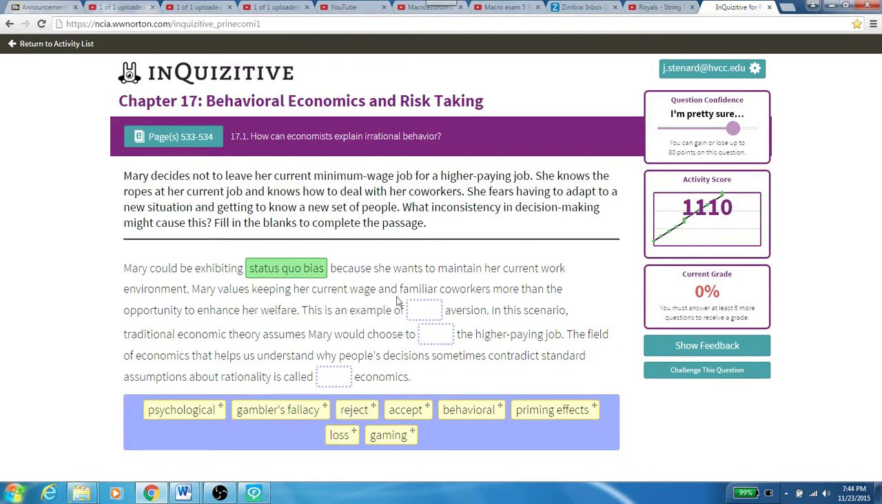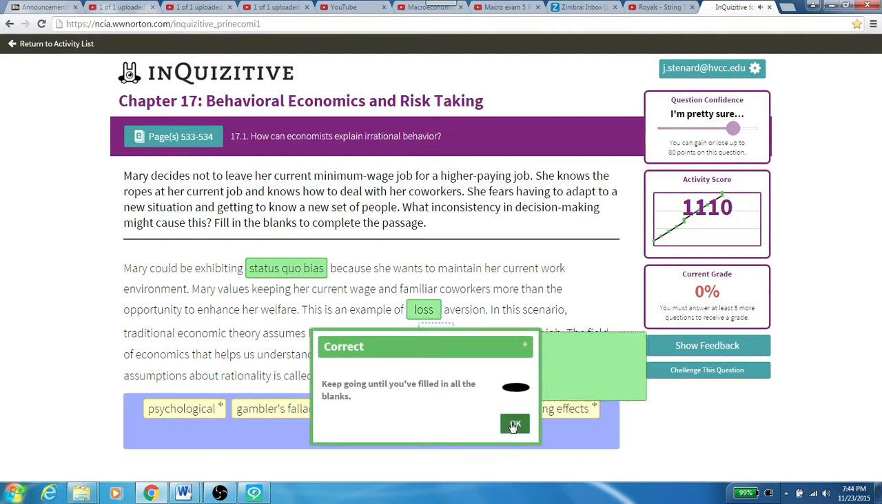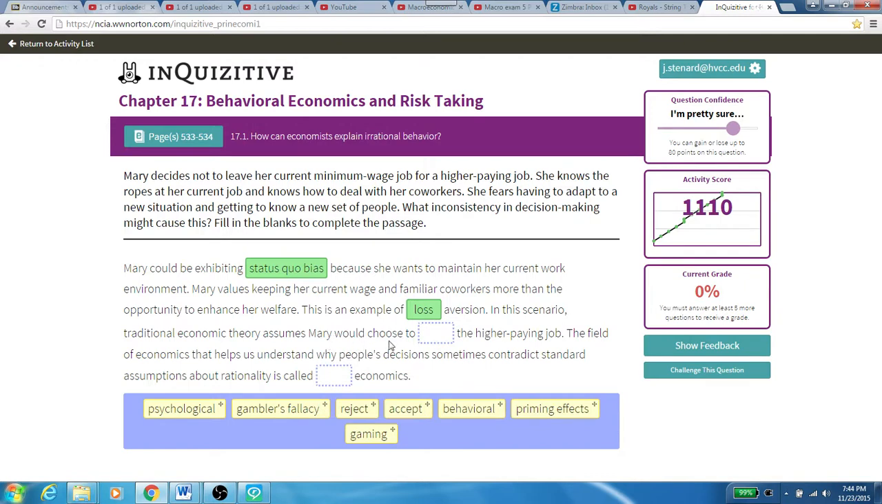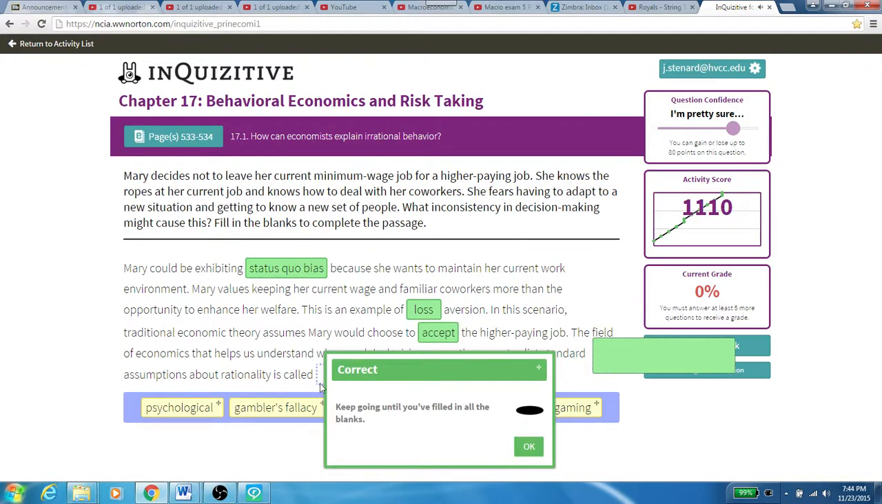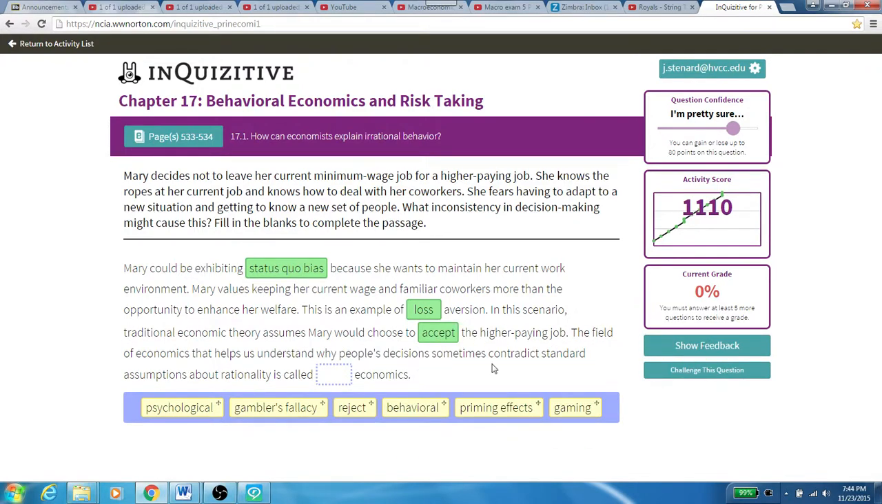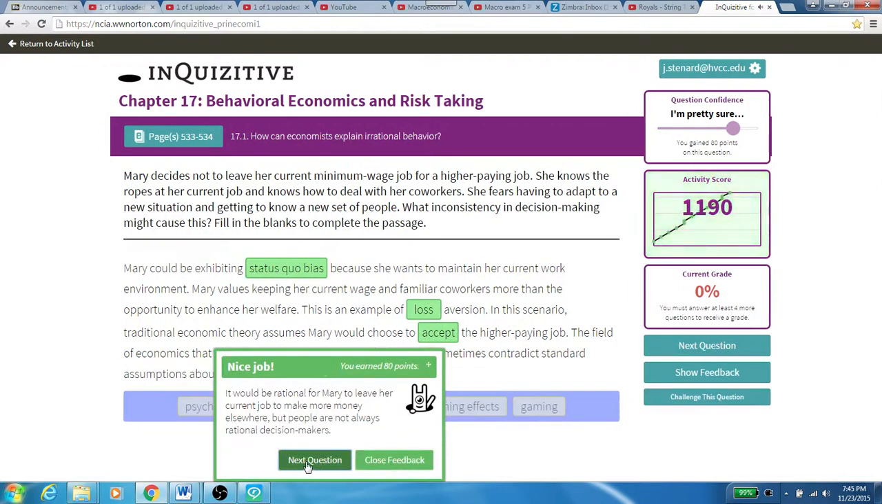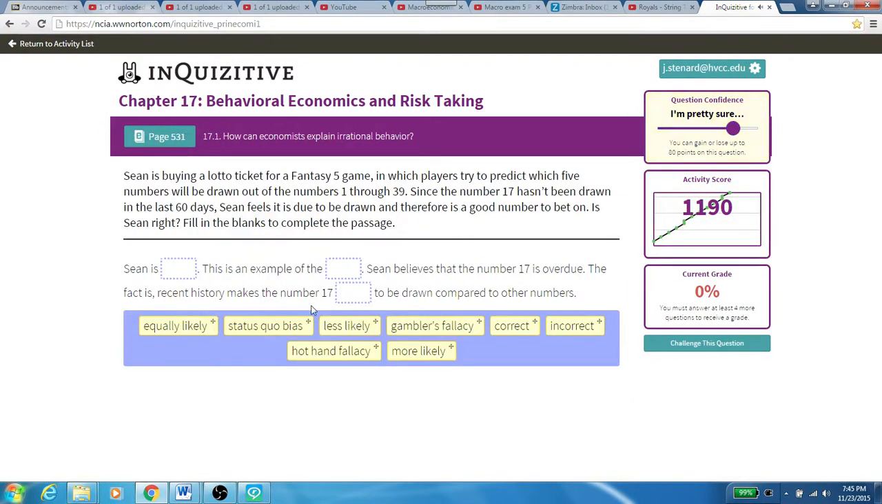Mary values keeping her current wage and familiar coworkers more than the opportunity to enhance her welfare. This is an example of loss aversion, and lose her friends. In this scenario, traditional economic theory assumes Mary would choose to accept the higher paying job, but the field of economics that helps us understand why people's decisions sometimes contradict standard assumptions about rationality is called behavioral economics. Good.